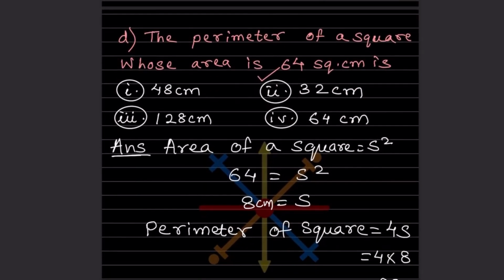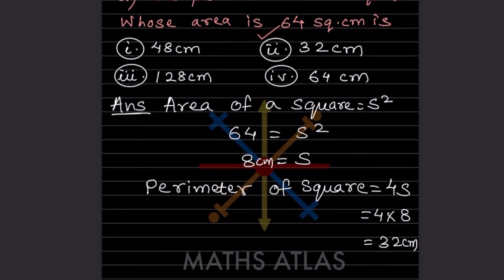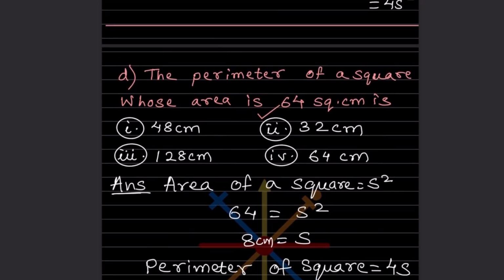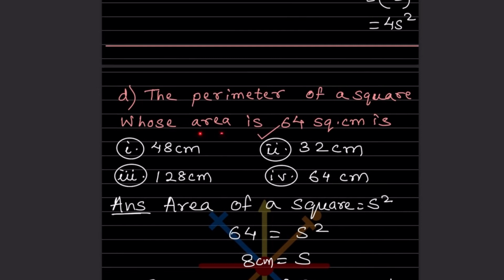The perimeter of a square whose area is 64 square centimeters is. So what are you going to start with? You are going to start with the perimeter of square, and you know that is 4 multiplied by s. Sorry, the perimeter is not given, the area is given. So first thing you will start with whatever is given here. So what will you do? You will start with the area. So area is s square and the area is given as 64. So you will write here 64 and this is s square.